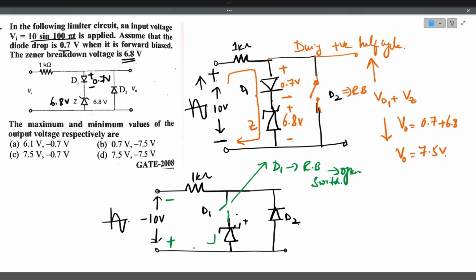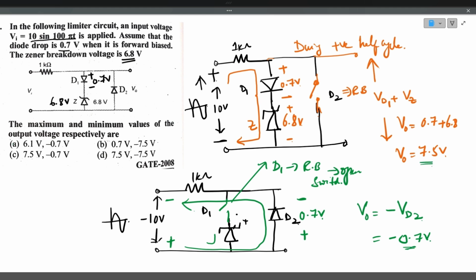And the current flows in this direction through D2. The voltage drop across D2 is 0.7 volts. So the output voltage here is VD2 minus VD2 because it is in reverse direction. So it is minus 0.7 volt. So during the negative half cycle, it is minus 0.7. During the positive half cycle, it is 7.5. So the answer is option C.